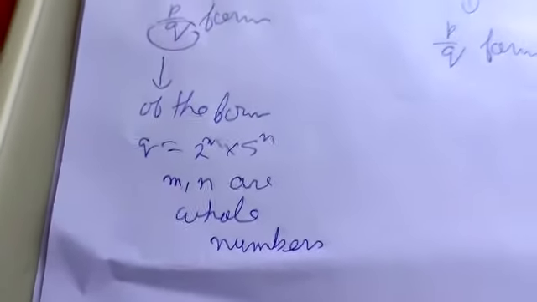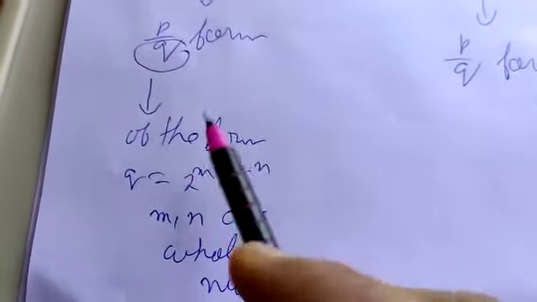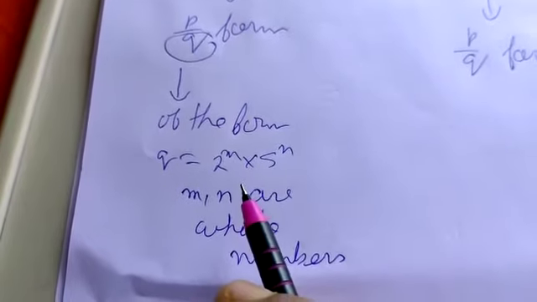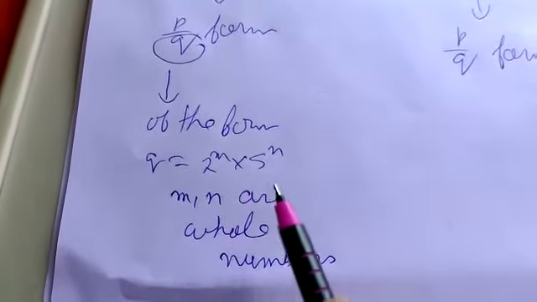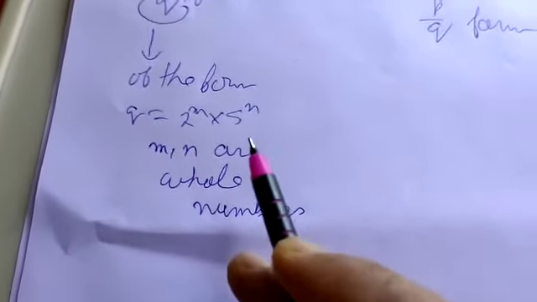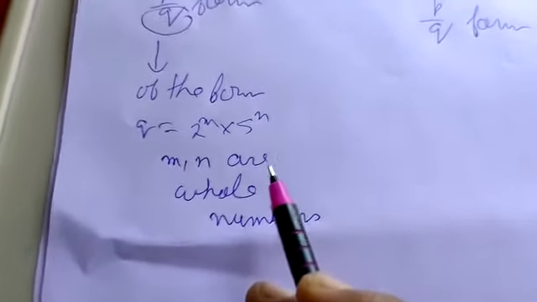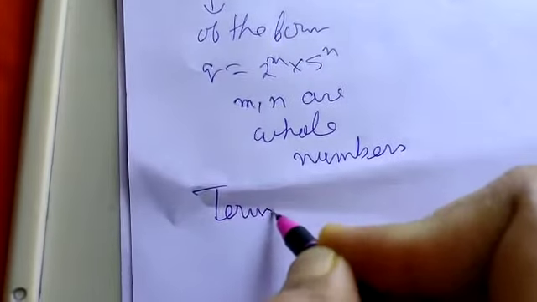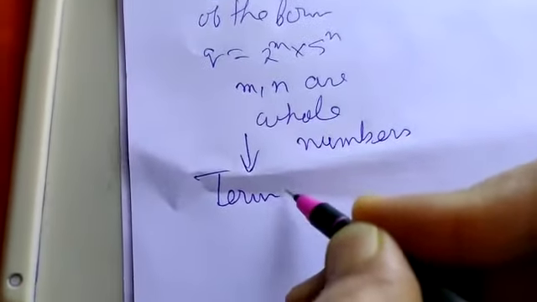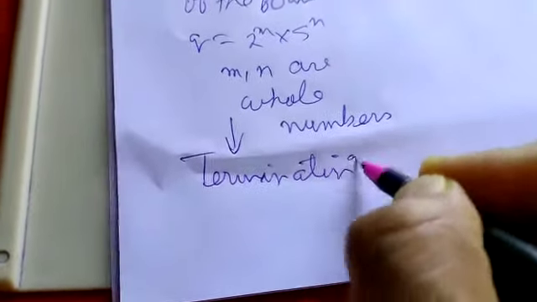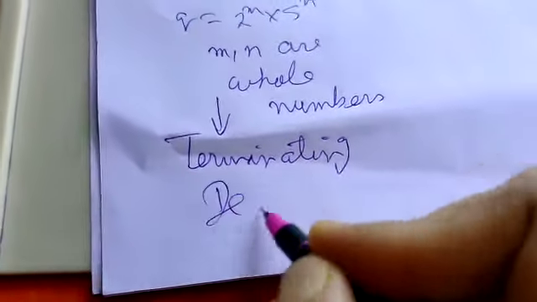So what is the meaning of this? This means that in the prime factorization of the denominator, only either the prime number 2 will come, or the prime number 5 will come, or the prime number 2 and 5 both can come, and no other number should be present in that. So this is for terminating decimal expansion.